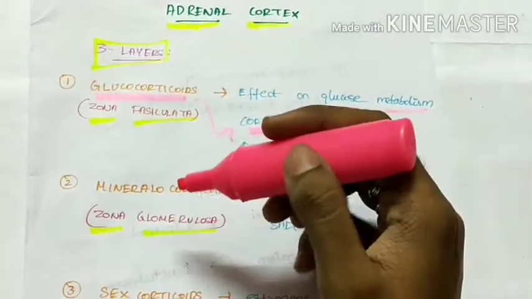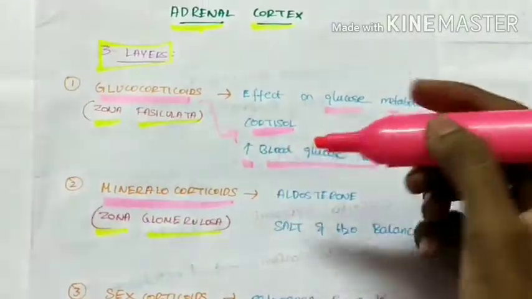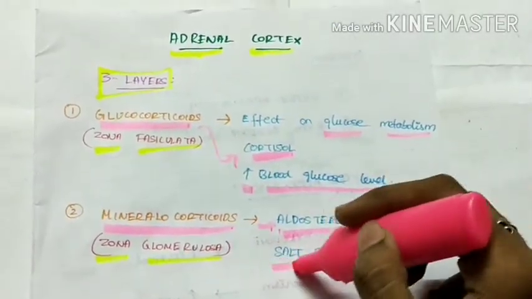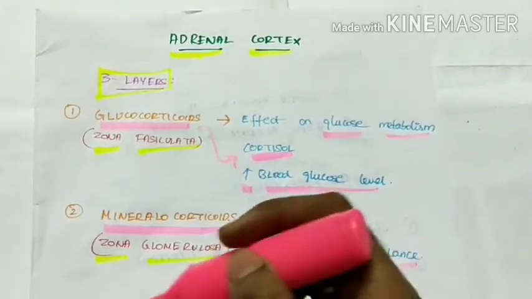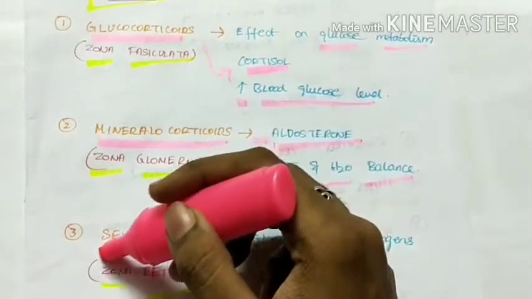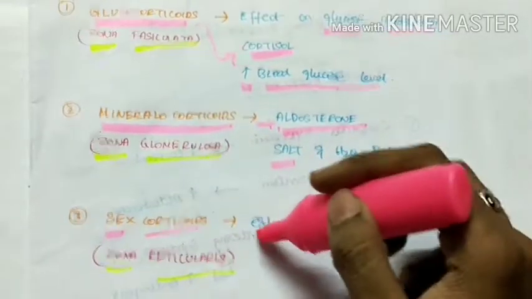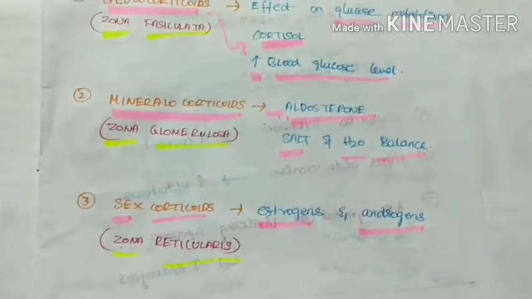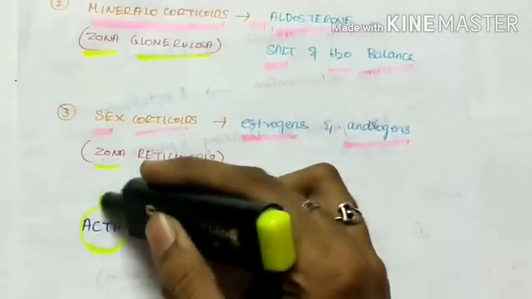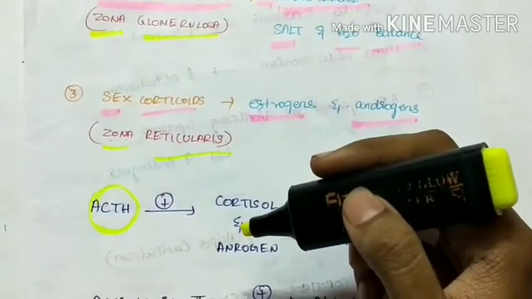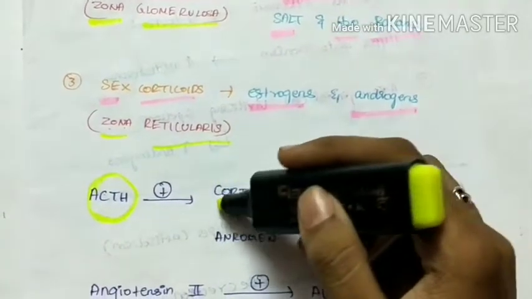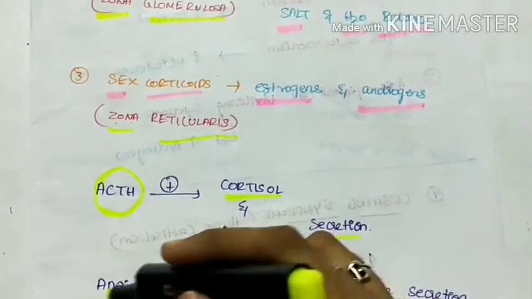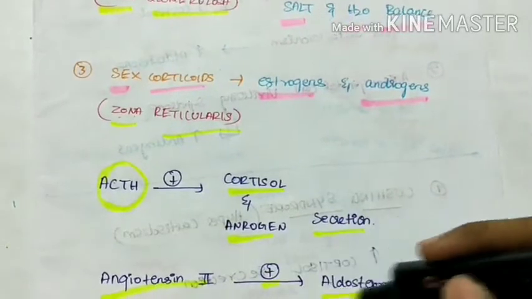The zona glomerulosa secretes mineralocorticoids. The main is aldosterone. This regulates the salt and water balance. Third is zona reticularis, which produces sex corticoids, that is estrogen and androgens. The adrenocorticotropic hormone ACTH secreted stimulates the cortisol and the androgen secretion, whereas the angiotensin II stimulates the aldosterone secretion.